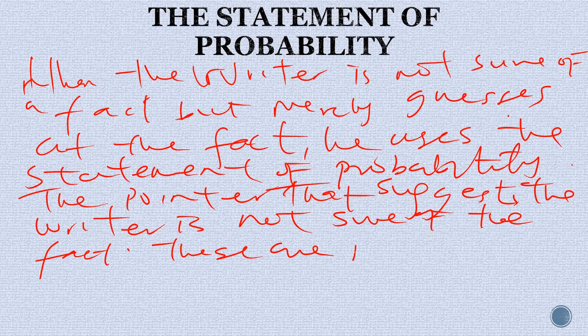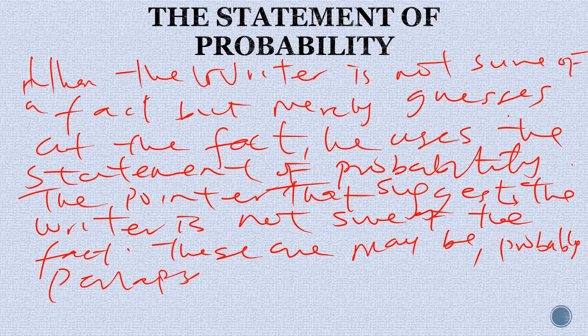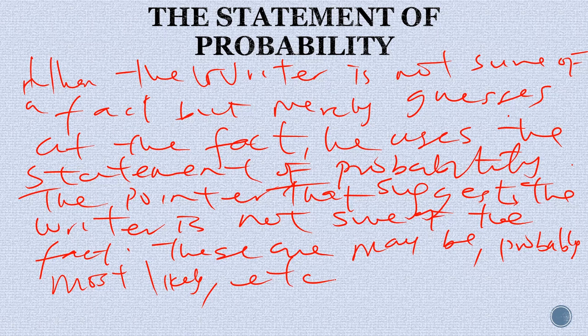These are maybe, probably, most likely, etc. Now, these are pointers that show that the writer is not sure of a fact. So once the writer is not sure, you are not meant to be sure.